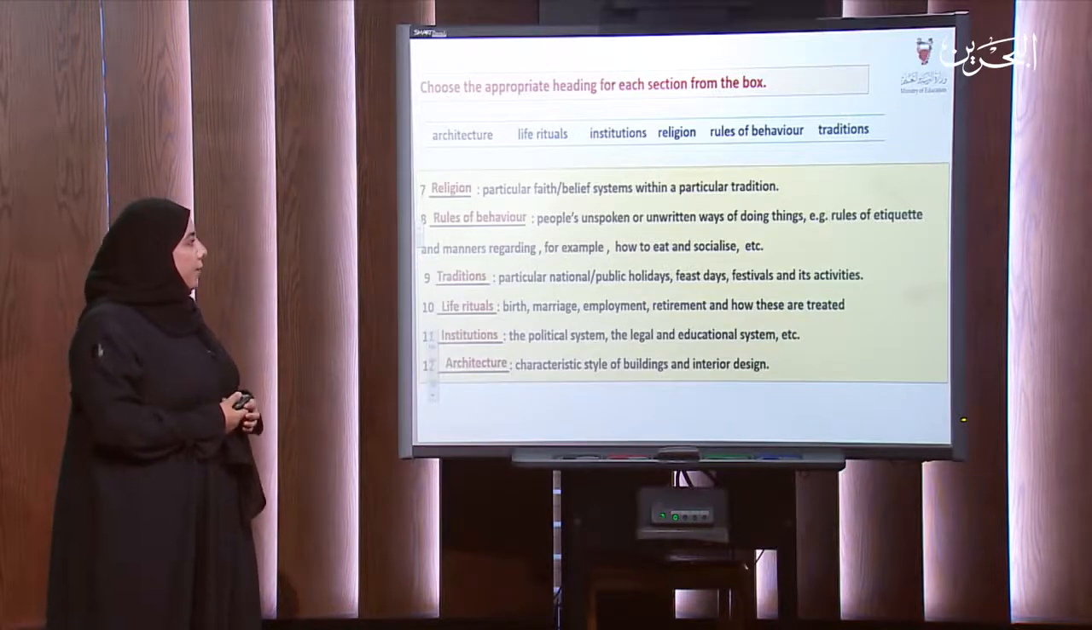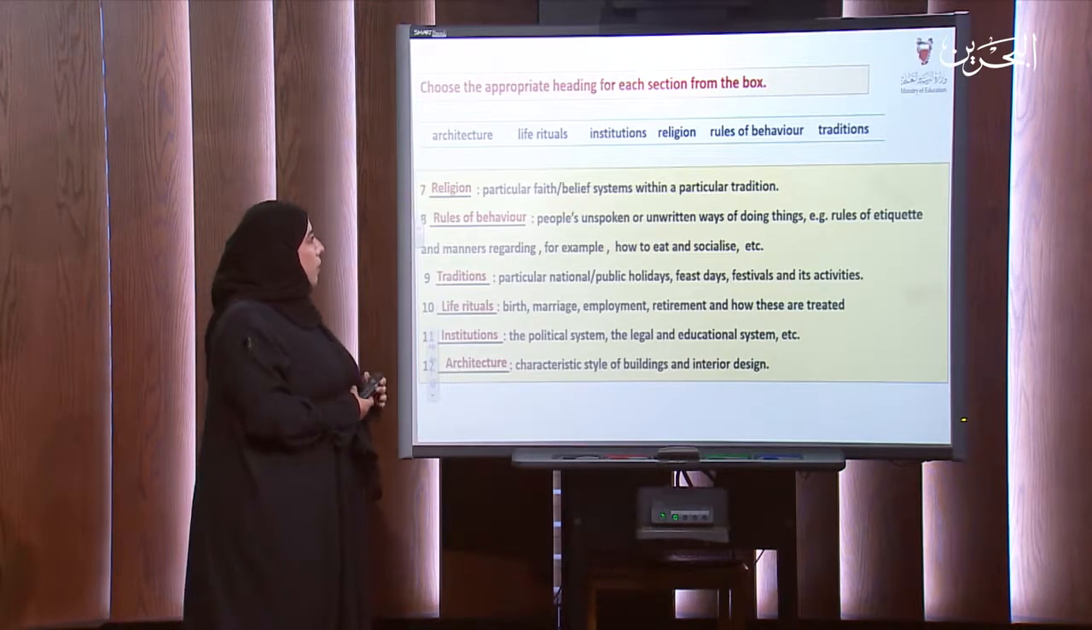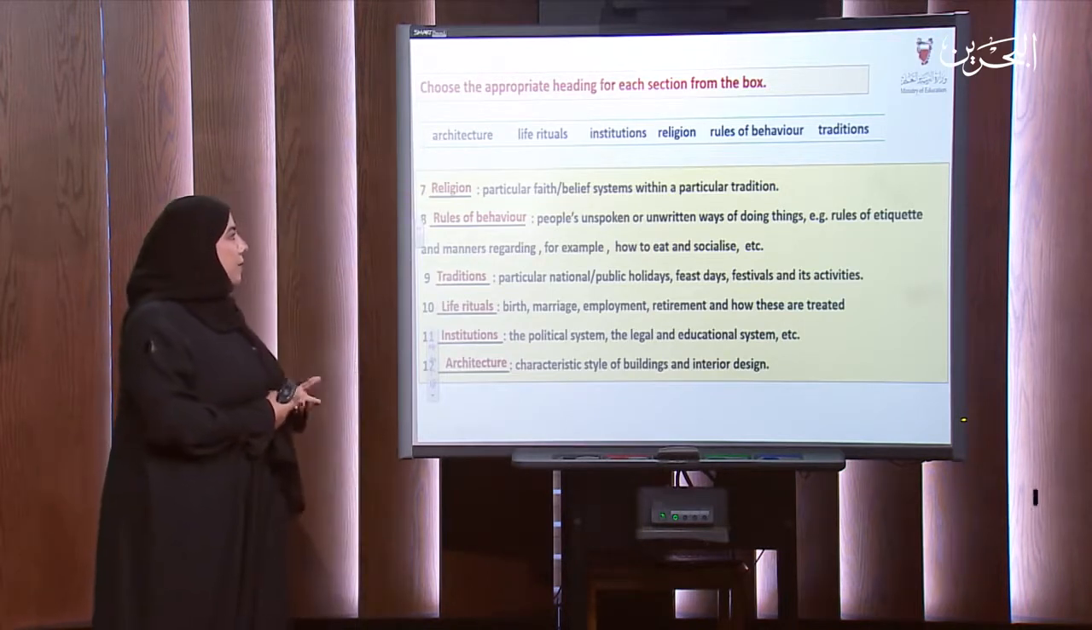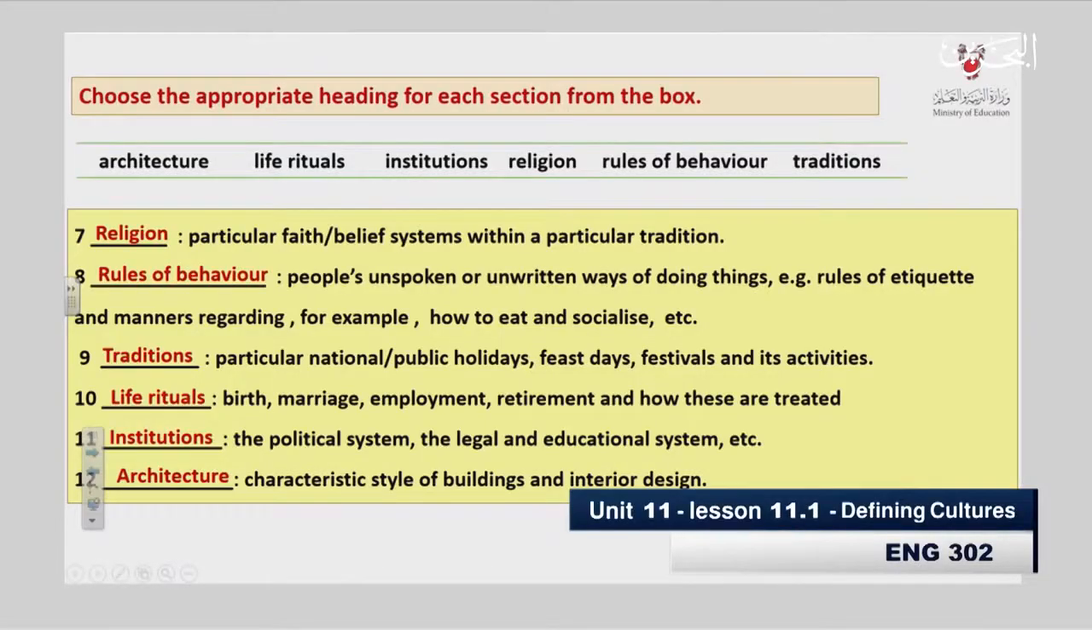Check your answers. Number 7, religion, which is a particular faith, belief systems within a particular tradition. 8, rules of behavior, which refers to people's unspoken and unwritten ways of doing things, like rules of etiquette and manners regarding, for example, how to eat, socialize, drive, and dress, etc.